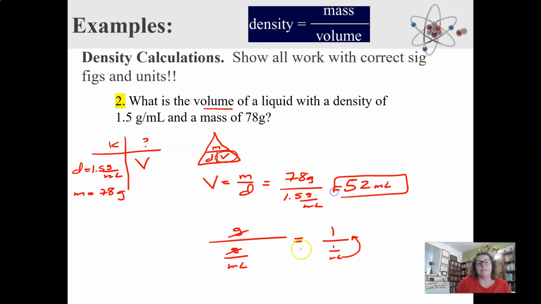Okay? Let's say it wasn't grams over grams per mil. Maybe it's just grams over mils. Then nothing canceled out. So be very careful when you're doing units, because it's not 1 over milliliters. It was 1 over mils. So the inverse, the reciprocal, happened in here. So 52 milliliters.